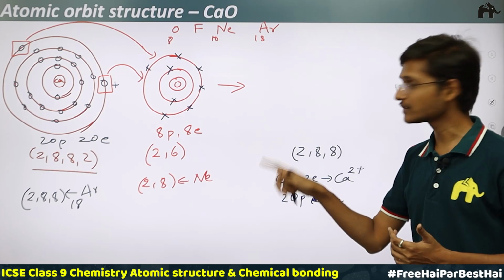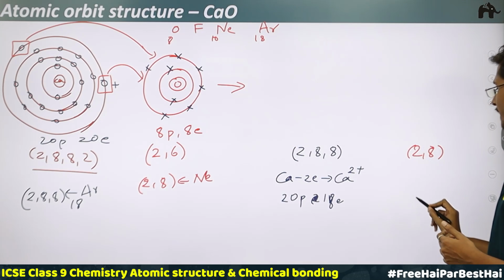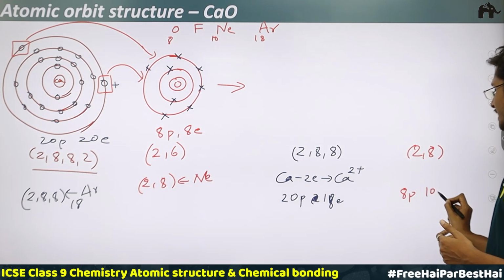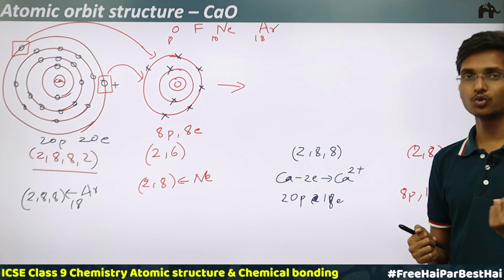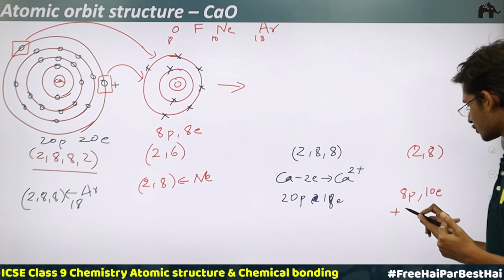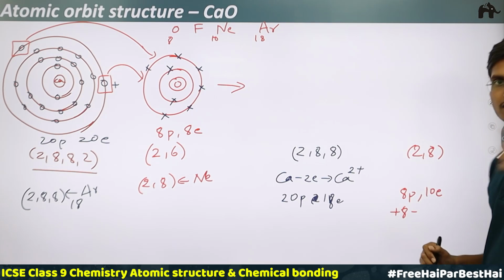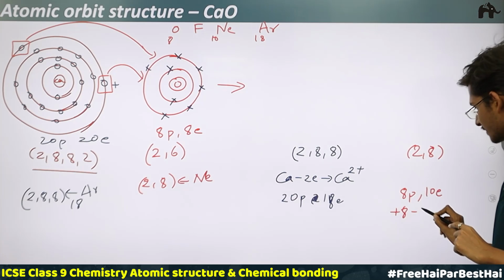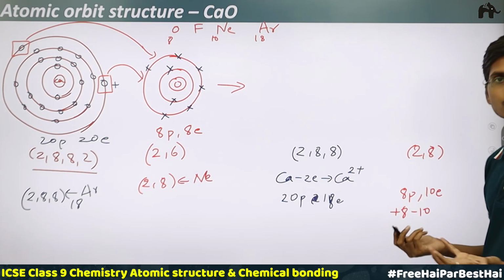But after accepting 2 electrons, what would happen? It would now have 8 protons but 10 electrons. 2 electrons are in excess. So you can simply write: protons charge is +1, so +8; electrons charge is -1, so -10. What would happen is -2, right?